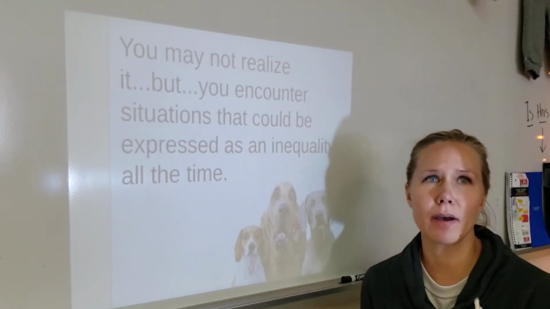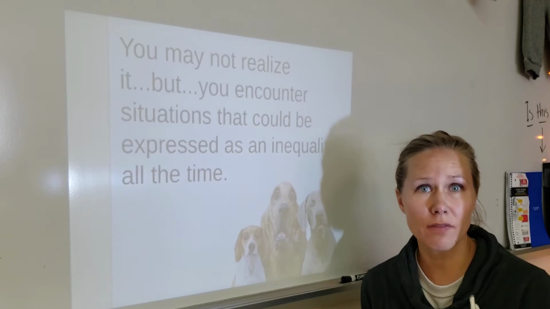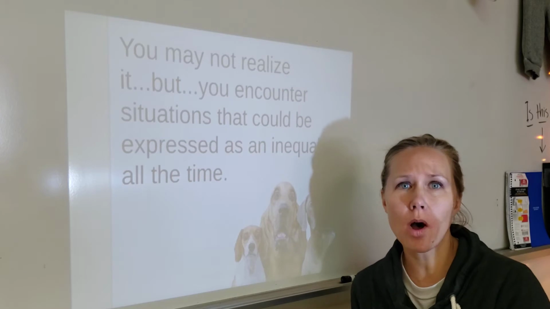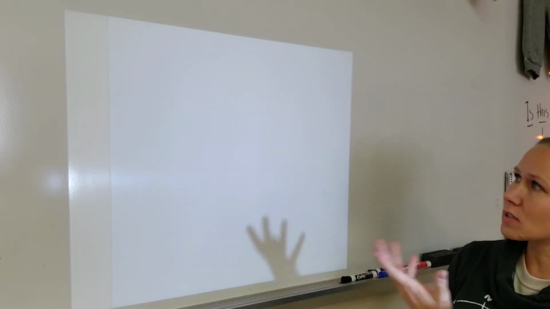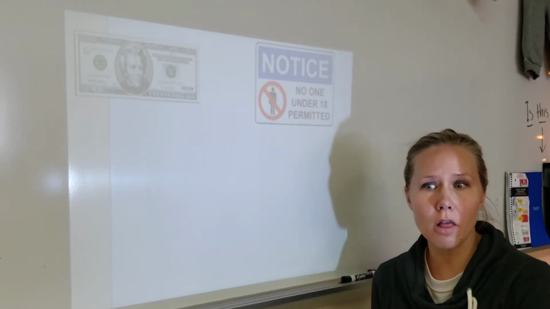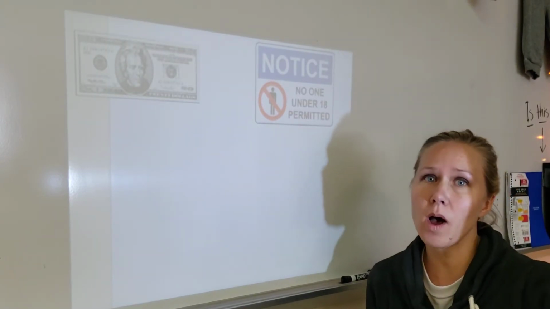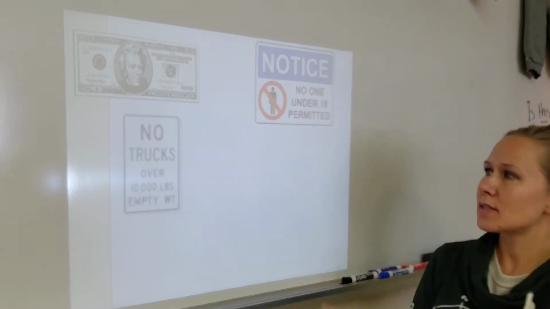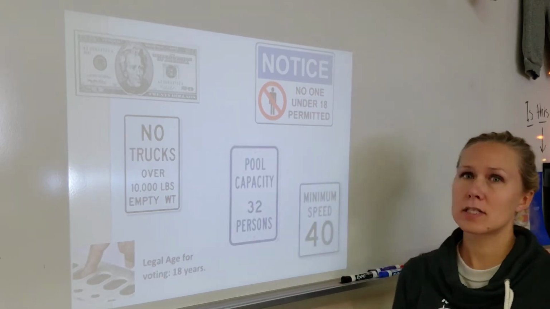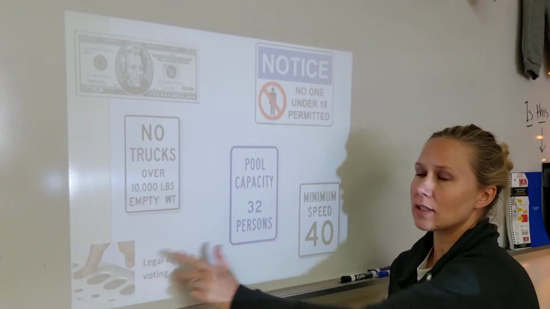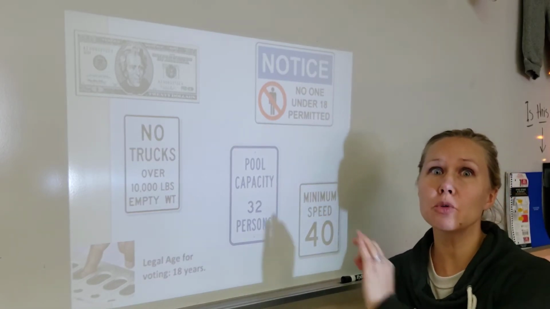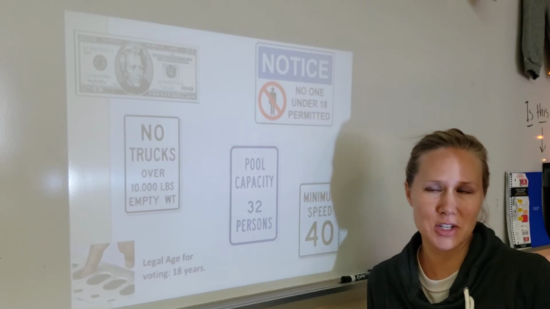You may not realize it, but most real life situations involve inequalities. Most of the time, situations in real life can be better written with an inequality statement than an equation. So here are some examples of situations, signs that you would see. Getting 20 bucks to go to the mall or to the movies. You don't have to spend all of it. An inequality can be written to represent that situation. Same thing with this sign, or this, voting age, pool capacity, speed limits. All of these situations represent an inequality statement, or an inequality statement could be written to represent that situation.